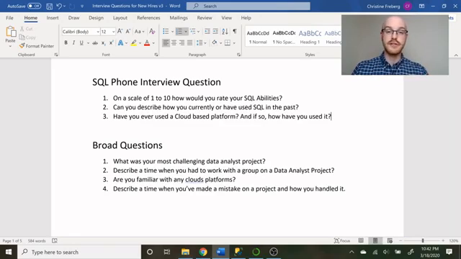A few questions that they might ask you are things like, on a scale of 1 to 10, how would you rate your SQL abilities? Can you describe how you currently use SQL? And have you ever used a cloud-based platform?